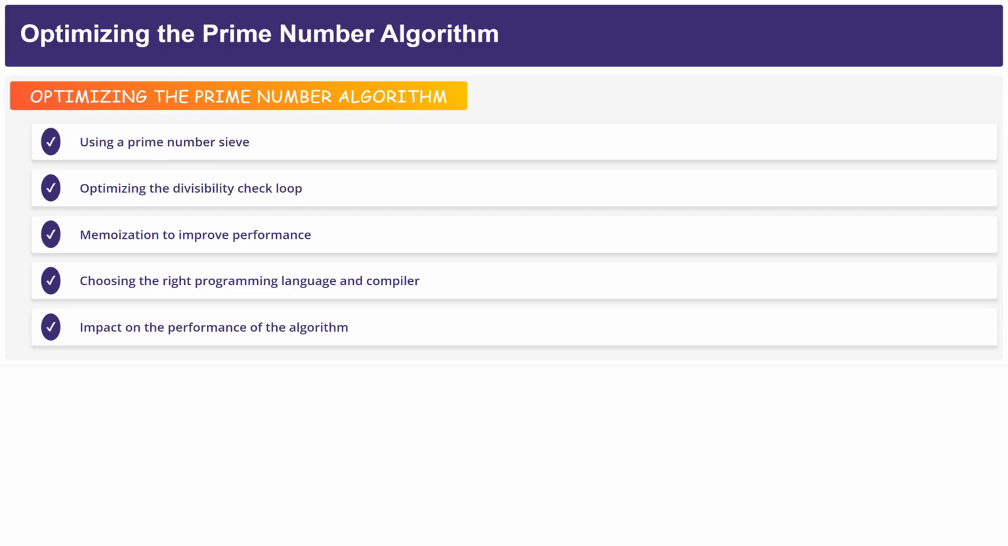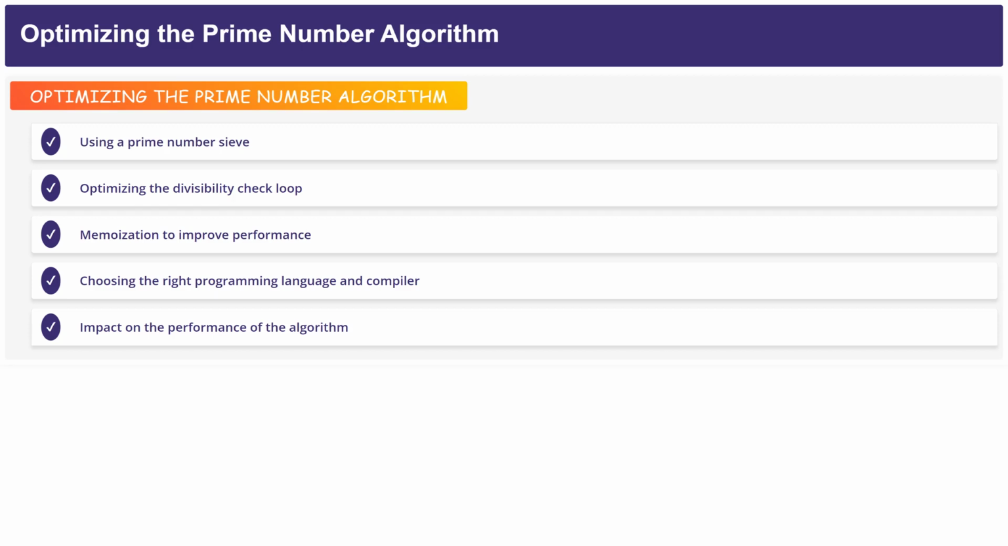In this section, we will explore various techniques to optimize the prime number algorithm. Let's start by discussing the use of a prime number sieve. By using this technique, we can eliminate the need to check divisibility by all numbers up to the square root of the input number. This can significantly reduce unnecessary computations and improve the overall performance of the algorithm.